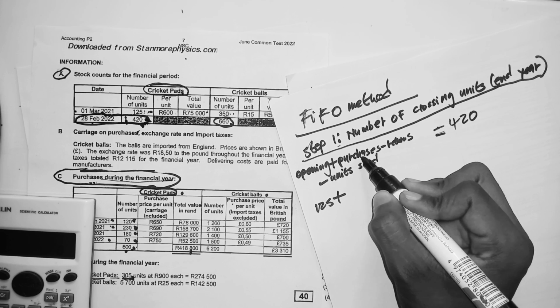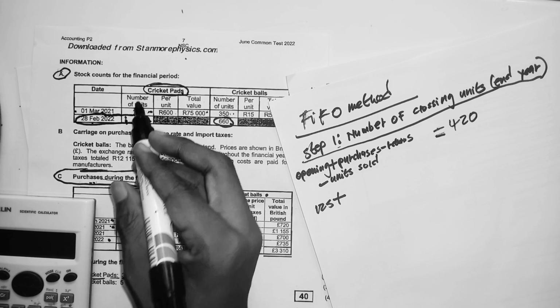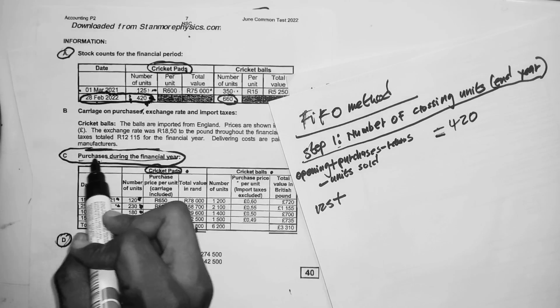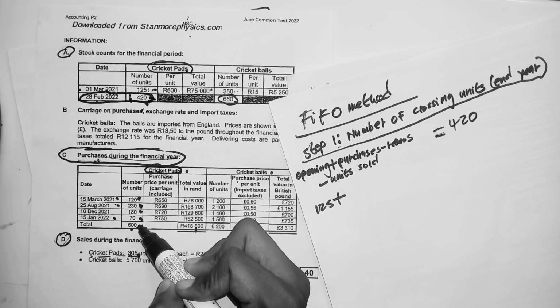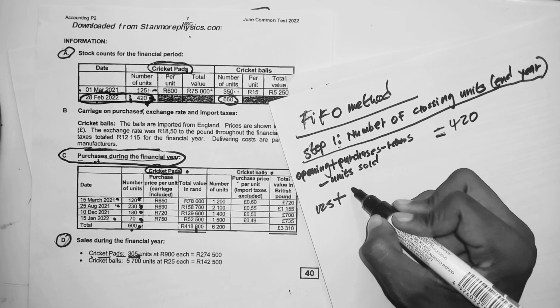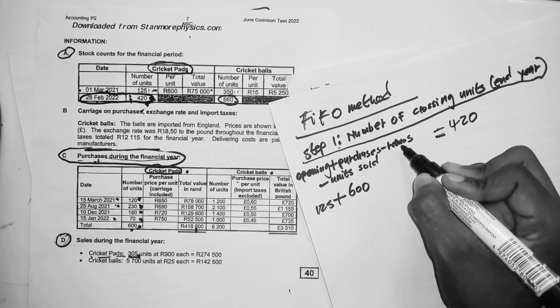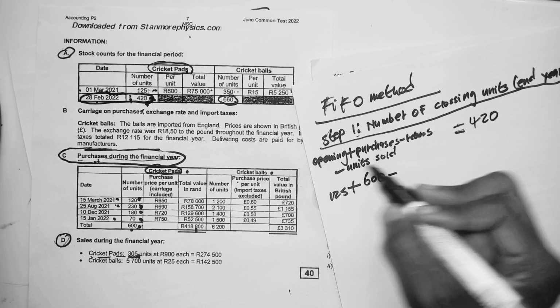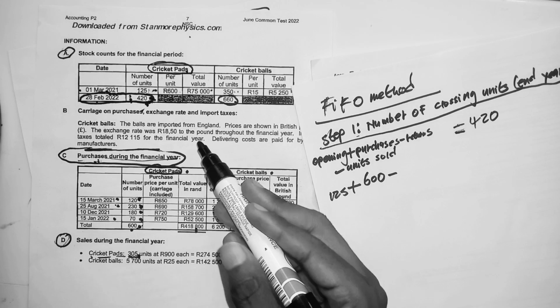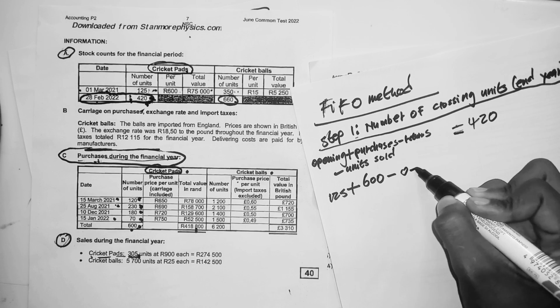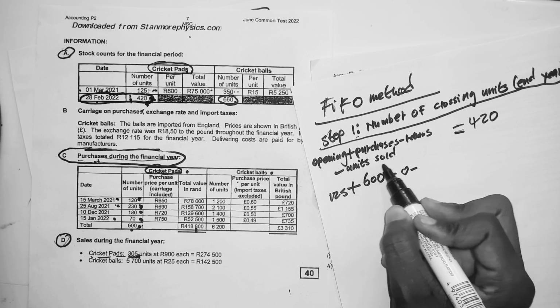How many units did we purchase? Let's go to our purchases information on number C, purchases. We purchased 600 units. So we're going to say plus 600. Then the formula says minus returns. How many units on this activity? There are no returns. If there are returns, they will be showing you somewhere. So returns is 0.